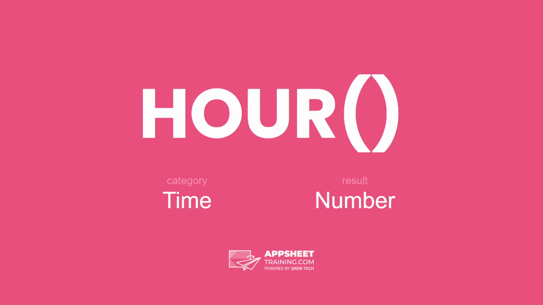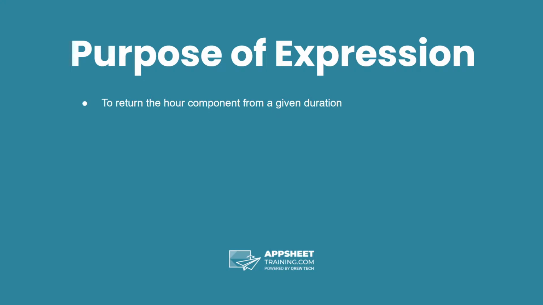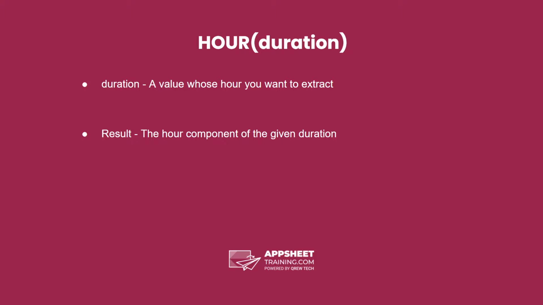The hour expression is in the category time and has a result of a number data type. The purpose of this expression is to return the hour component of a given duration. The hour expression has one parameter, a duration. This is the value whose hour you want to extract. The result is the hour component of the given duration.